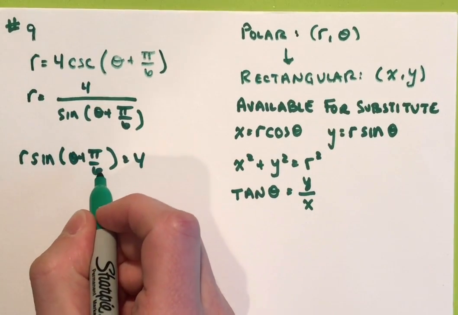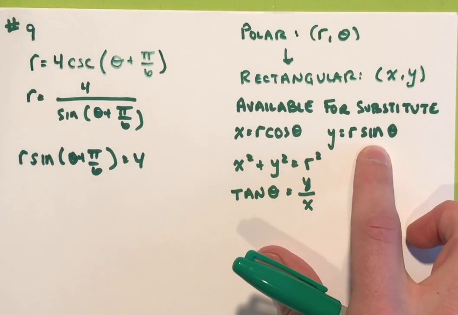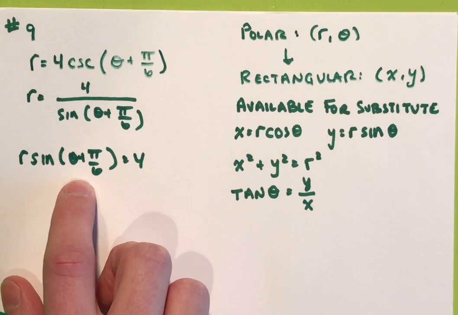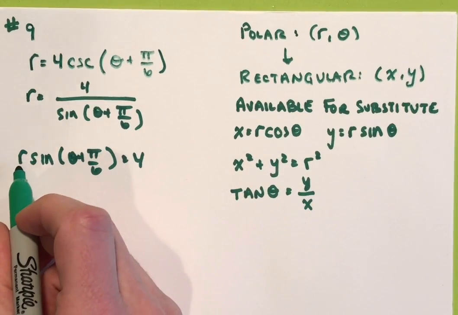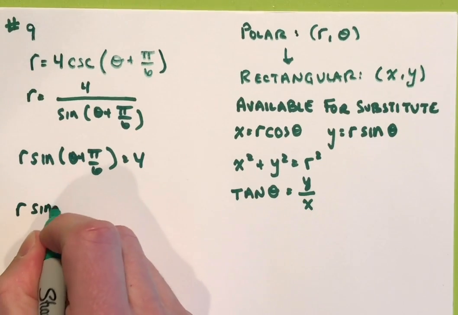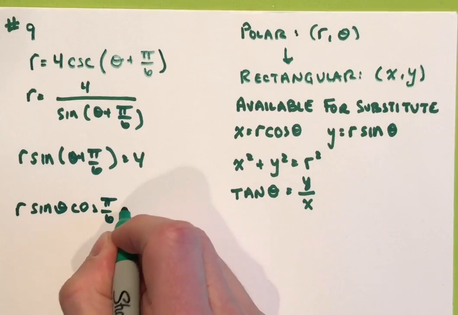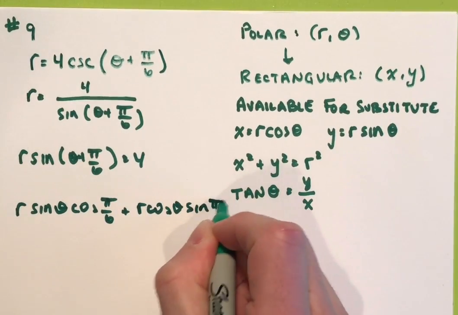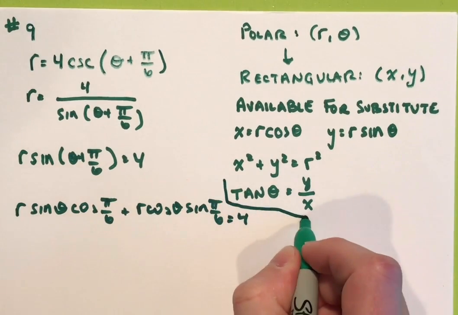We've got theta plus pi over 6. We need to expand that so it's just r sine theta. We're going to take advantage of our sine sum formula at this point and expand that. I'm going to distribute my r term as well at the same time. We've got r sine theta cosine pi over 6 plus r cos theta sine pi over 6 equals 4.